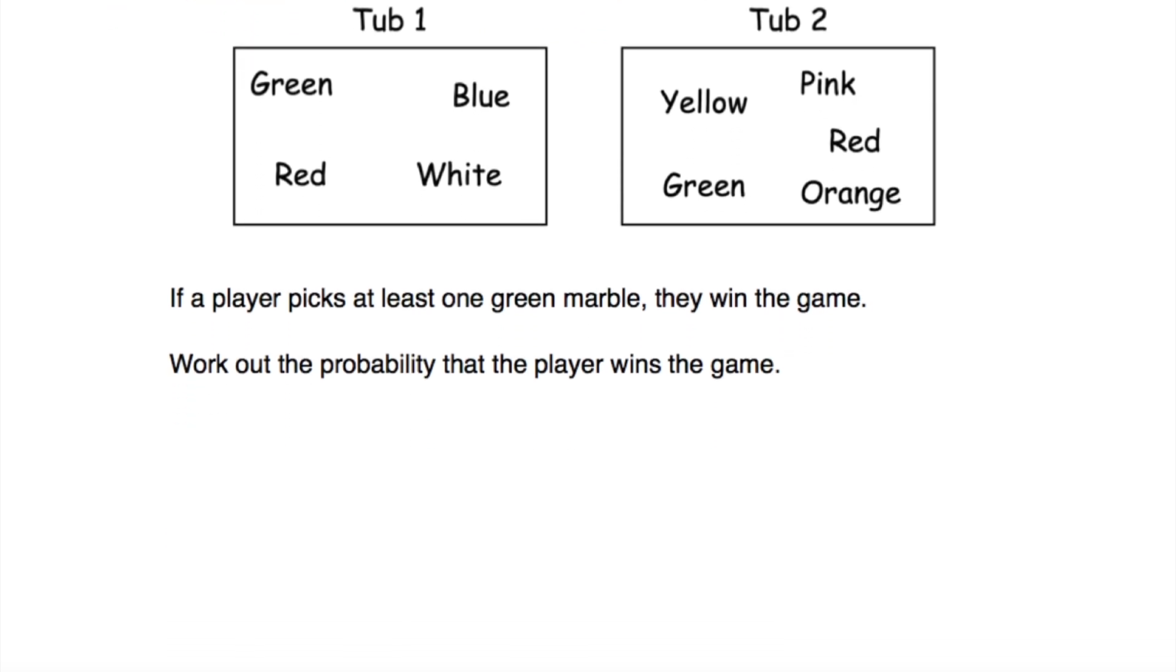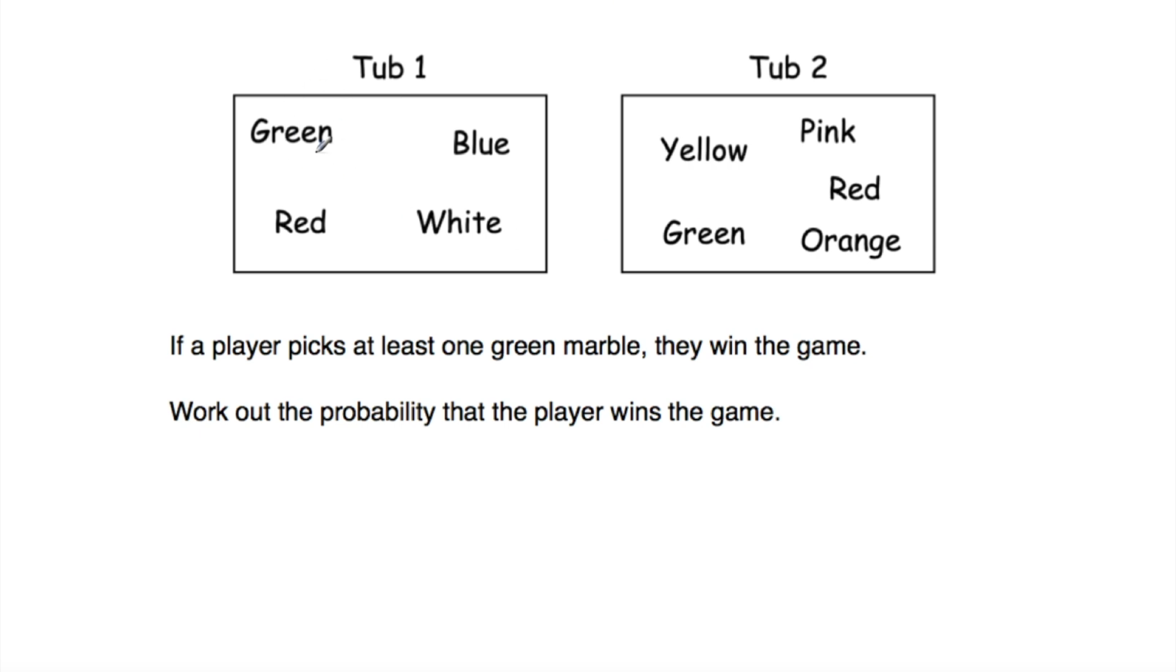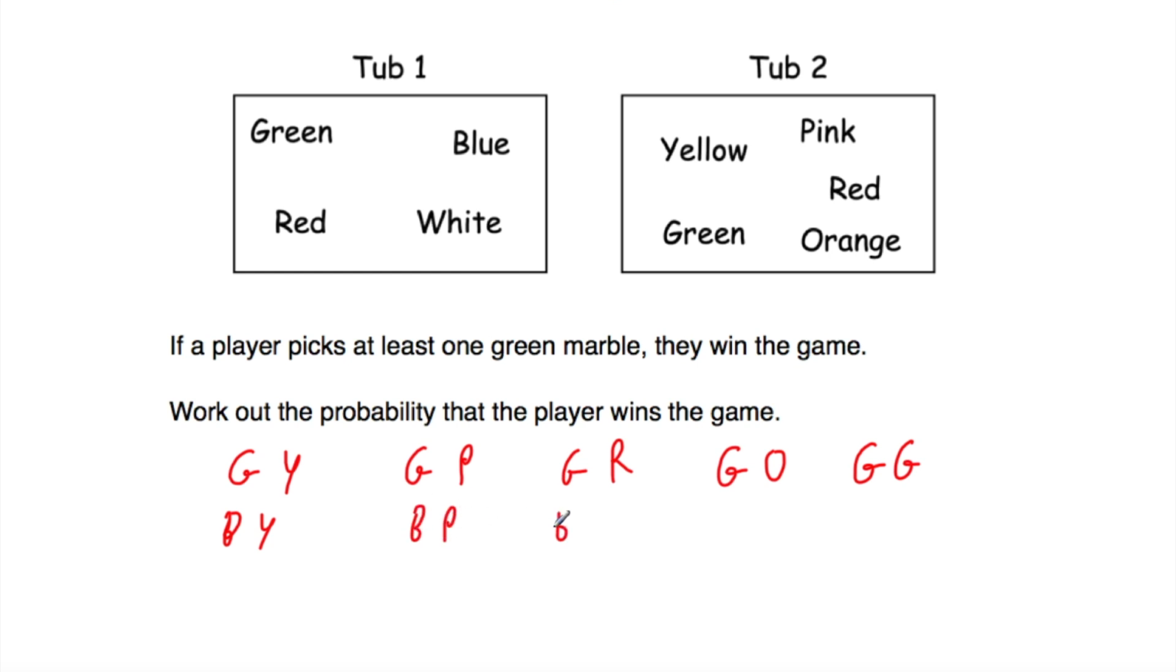Okay, so let's list all the possible outcomes. The first marble from tub 1 could be green, and let's consider what the second marble could be. So it could be green and then yellow, green and then pink, green and then red, green and then orange, and green and then green. So there are all the options with green being the first marble. If it was blue being the first marble from tub 1, we could have blue and then yellow, blue and then pink, blue and then red, blue and then orange, and blue and then green. So there are all the options with blue being the first marble.